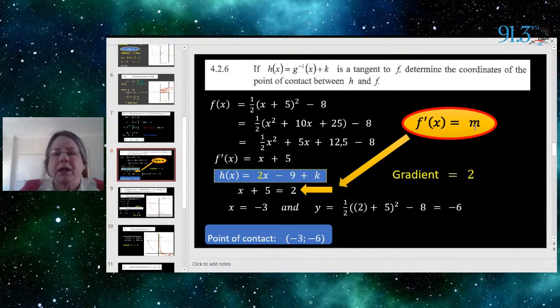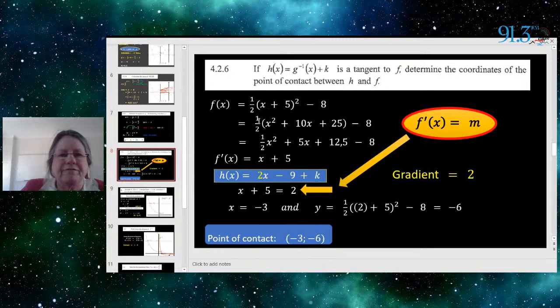So let's see. Now we use this formula and we apply it. So we have f(x) equals a half, open bracket, x plus 5, close bracket, squared, minus 8. So we do have an f. But if we want to do a derivative, we can't have brackets. Right? So we need to get rid of the brackets. So we have to multiply this out to get it into separate terms.